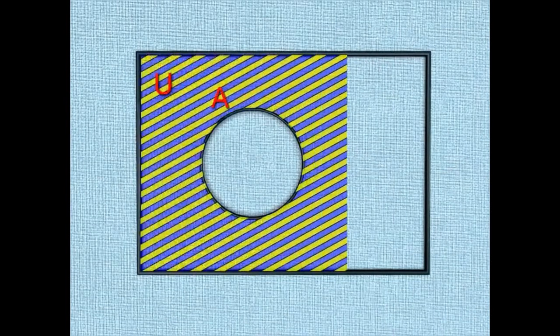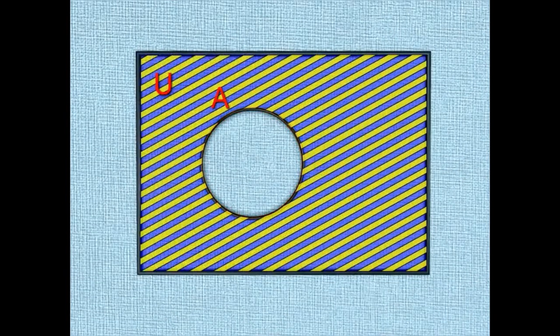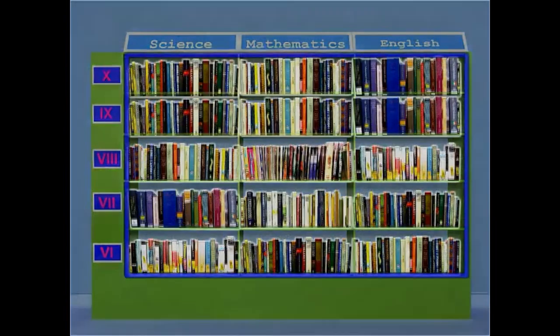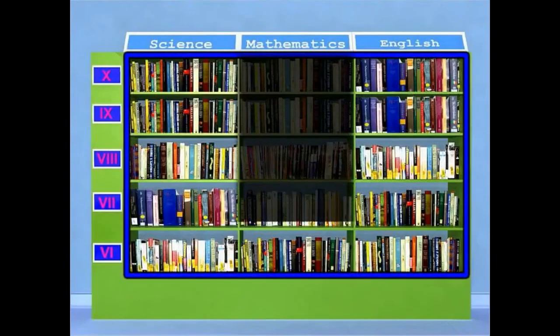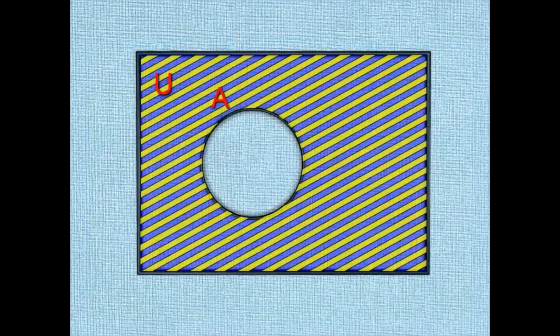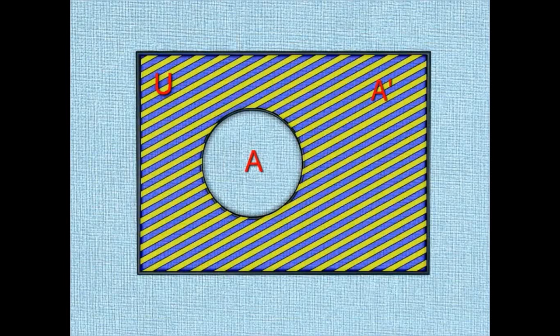The region outside the circle and inside the rectangle represents all the books in the library except the mathematics books. Or you can say that this region shows the complement of set A.